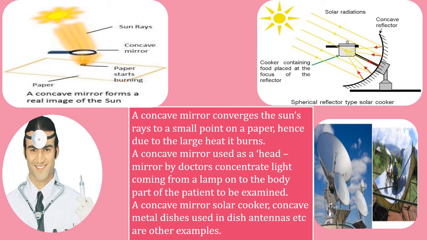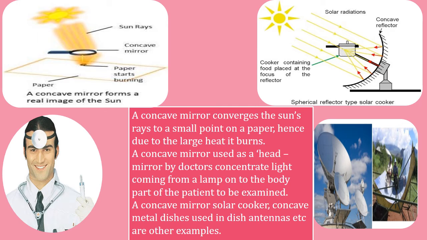Children, now let us look into some of the applications. We have discussed some of the applications in our previous module. A concave mirror converges the parallel beam of light and forms the image on the focus. Here you can see in the first image, a concave mirror forms a real image of the sun. The concave mirror concentrates the sun's rays, the parallel beam of light coming from the sun, since the object is at infinity, to a small point on a paper, and due to the large heat, the paper starts burning.